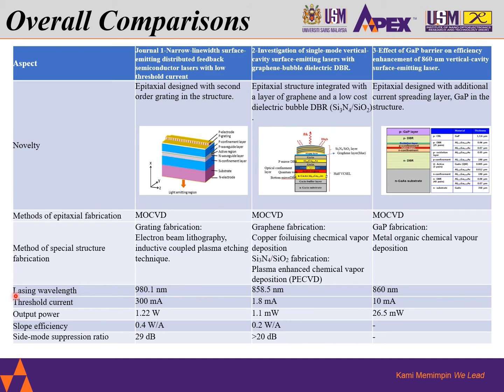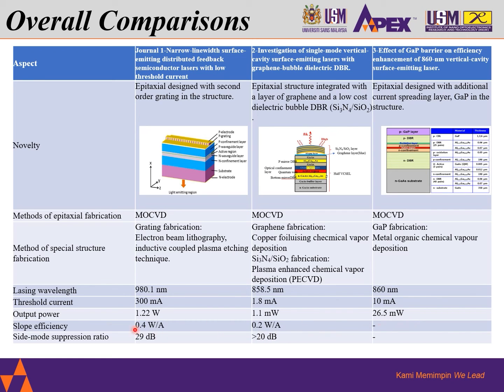In terms of lasing wavelength, first journal, the wavelength is 980.1 nanometer. Second and third, almost similar, 858.5 and 860 respectively. As for the threshold current, the first journal shows 300 milliampere, second journal shows 1.8 milliampere, third 10 milliampere. Output power 1.22 watt, 1.1 milliwatt, 26.5 milliwatt.